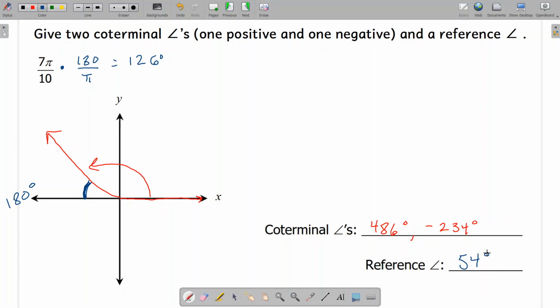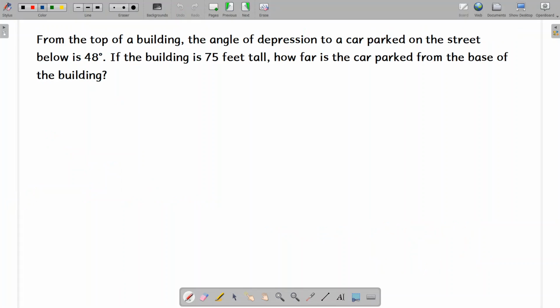So the last thing I want to do is go through some word problems with basic trig stuff. Remember that this really comes down to just being able to draw a picture that represents what's going on. You should have a right triangle in it, and you're just going to be solving for an angle or a side. So let's see what we've got here. It says from the top of a building, the angle of depression, so we'll have to be careful here, to a car parked on the street below is 48 degrees. The building is 75 feet tall. We're trying to find how far the car is parked away from the base of the building, like the horizontal distance between the base of the building and where that car is parked.